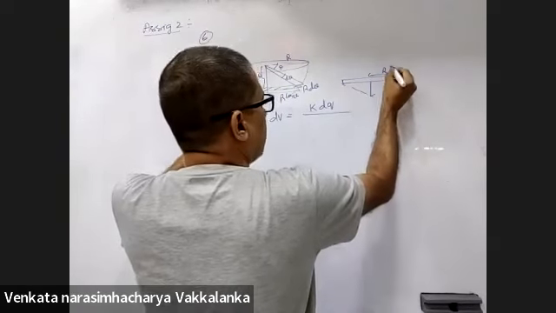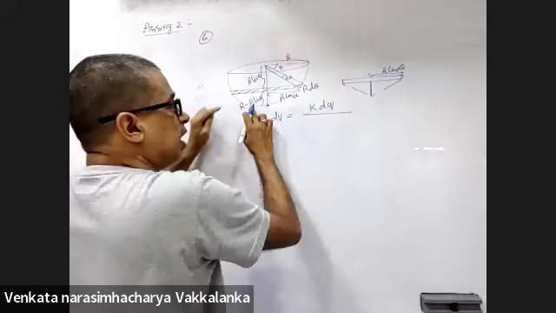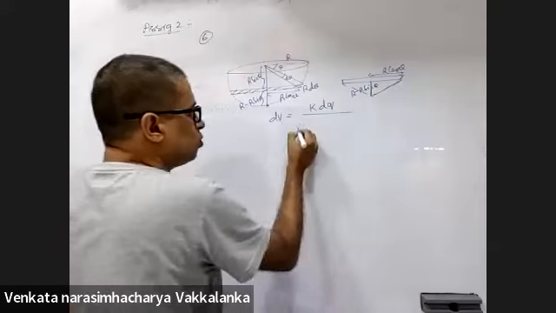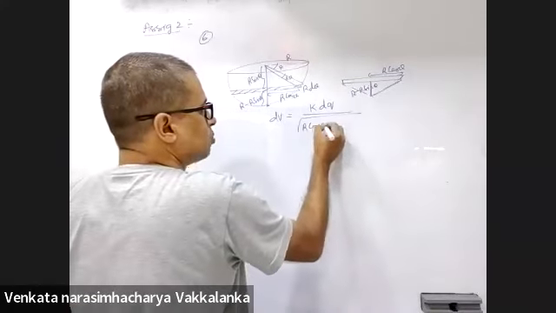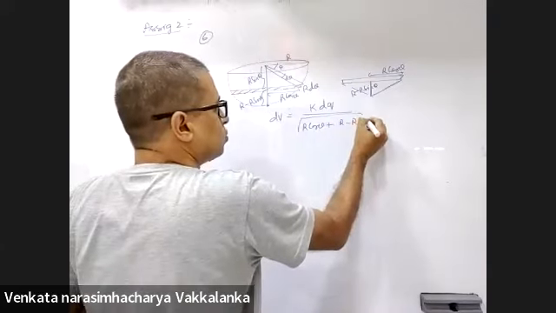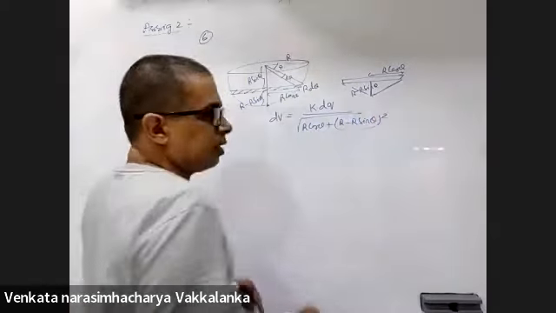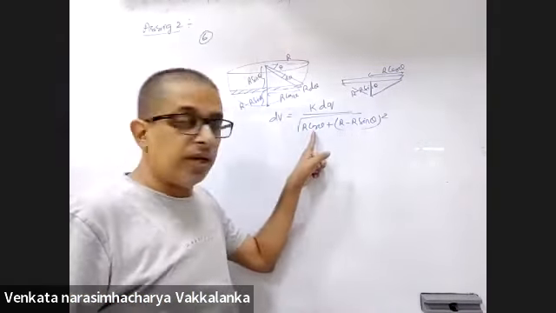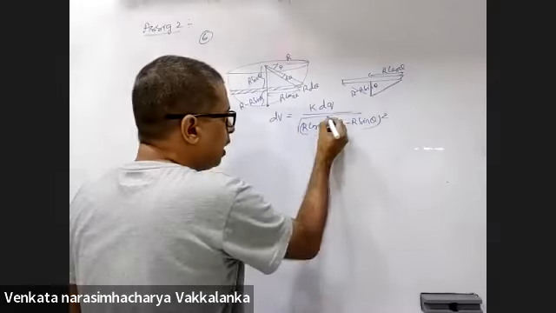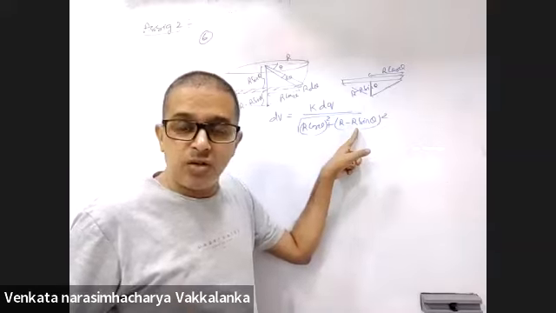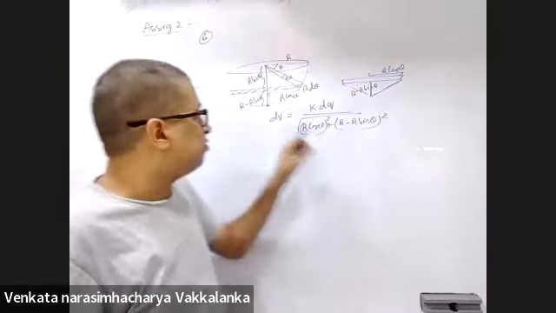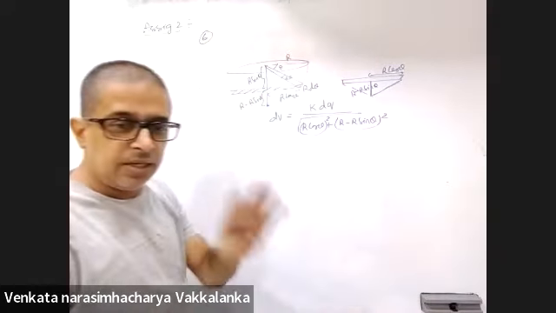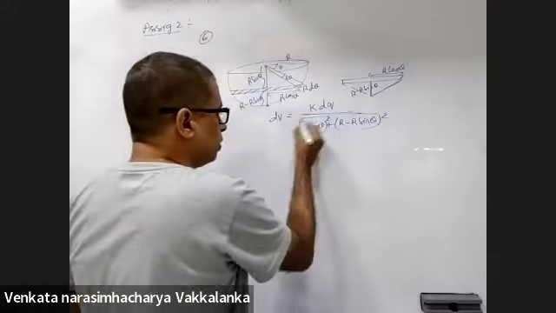this distance is r cos theta. This distance is r minus r sin theta. So this hypotenuse will be root over of r cos theta whole square plus r minus r sin theta whole square. K dq by root over of r square plus x square. R is the radius of the ring. X is the distance of that point from the center of the ring. R minus r sin theta. Is this clear till here with a square root?